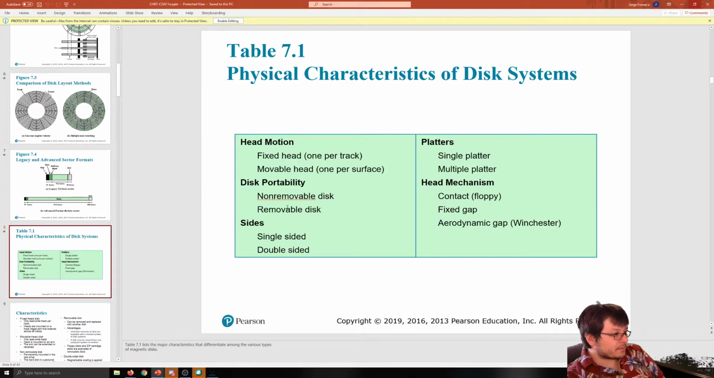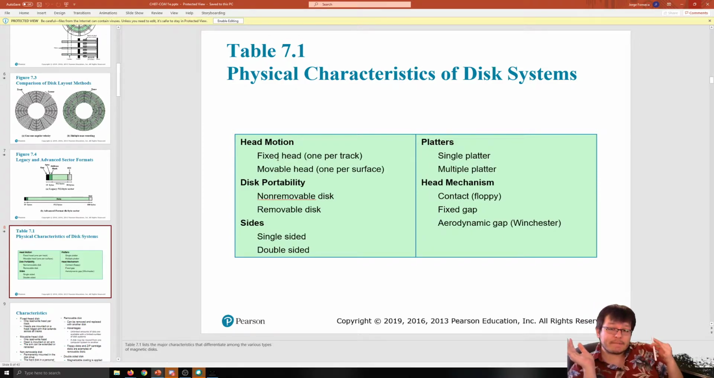Most of your hard drives, in fact pretty much all of them, are always going to be spinning at a constant rate. This is different from something like a CD drive. A CD drive actually changes speeds and resolves the problem of the outer layers being faster than the inner ones.